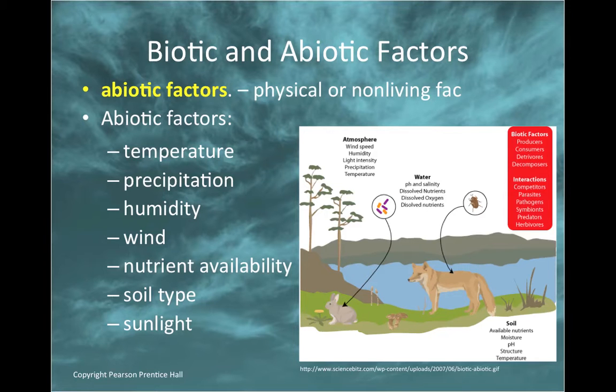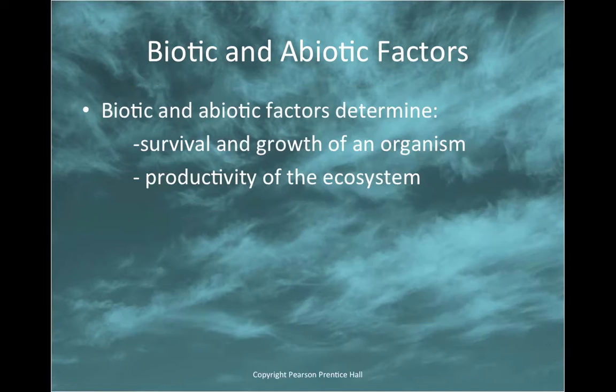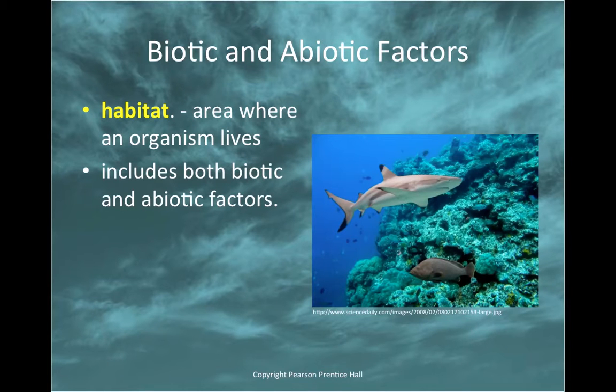Also, nutrient availability. How many nutrients are available to the organisms, the soil type, and then also the amount of sunlight. Those are all different factors that can help shape an ecosystem that are non-living. They're abiotic. So biotic factors and abiotic factors determine the survival and the growth rate of an organism, and also the productivity of the ecosystem.